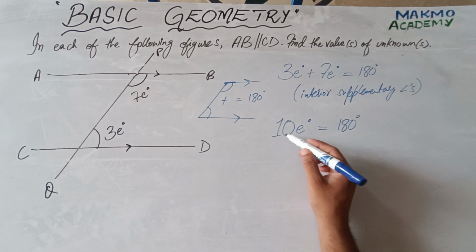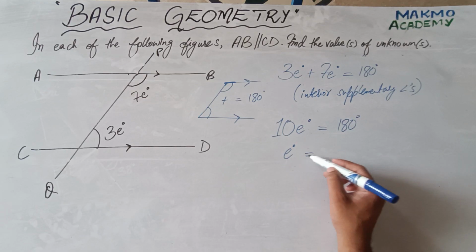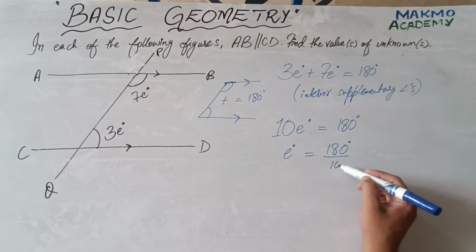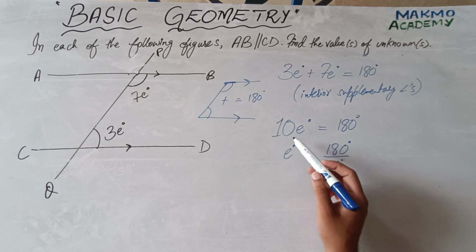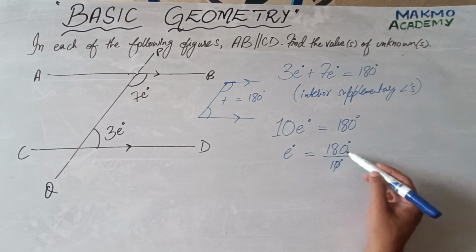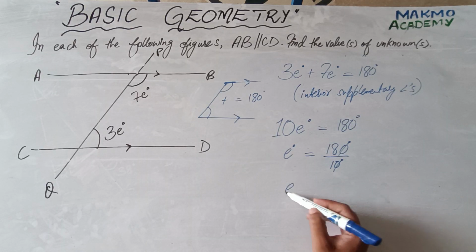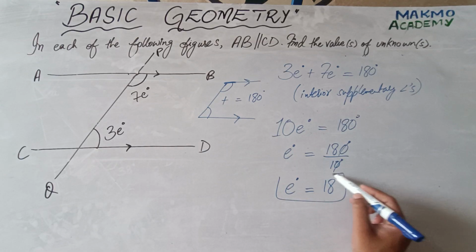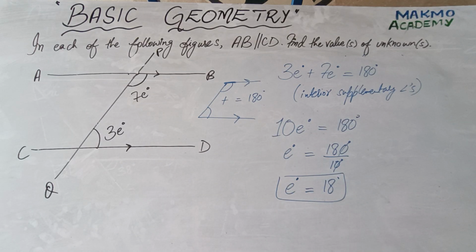Now e and 10 are multiplying over here, so this 10 will go over there and divide, because we need to isolate the variable. So 10 ones are 10, 10 eighteens are 180, so the final answer is 18 degrees. This is how we can find the value of the unknown.